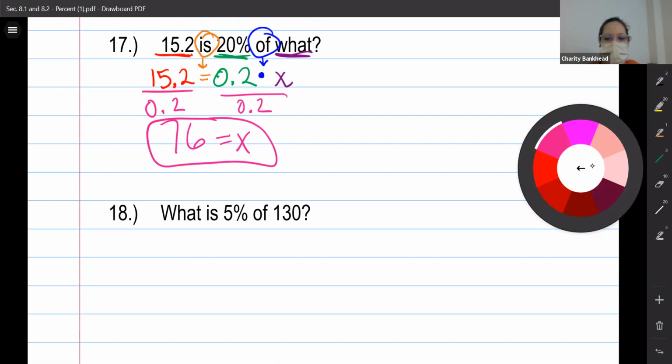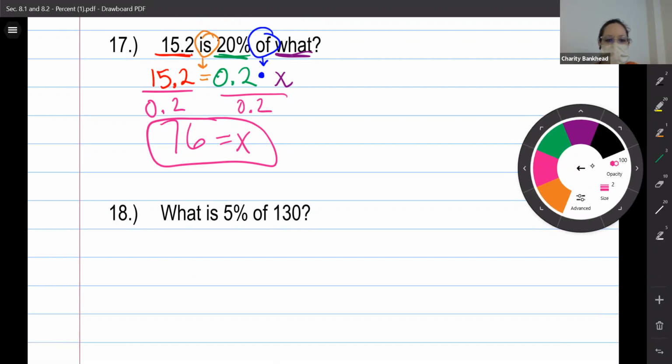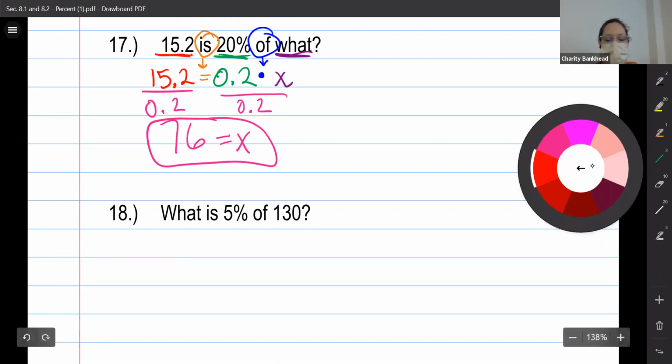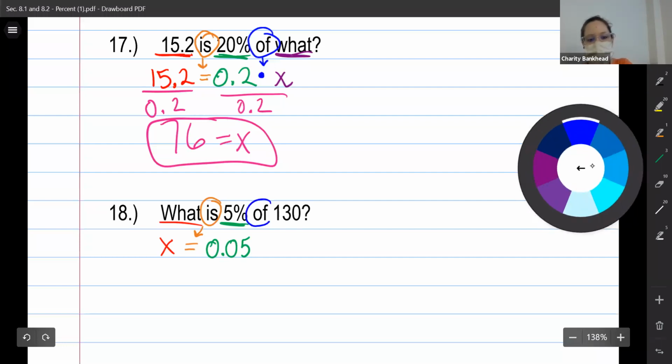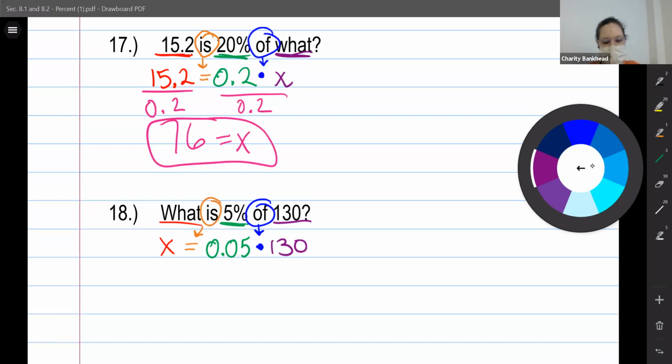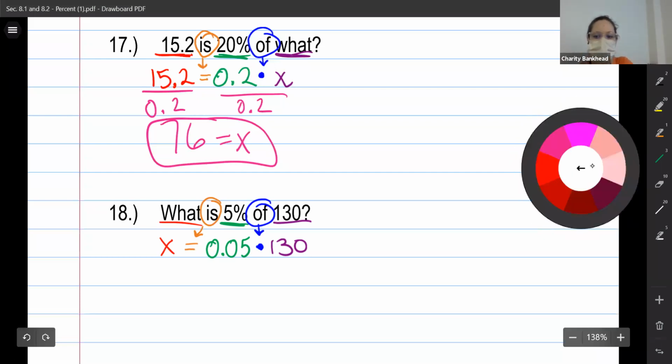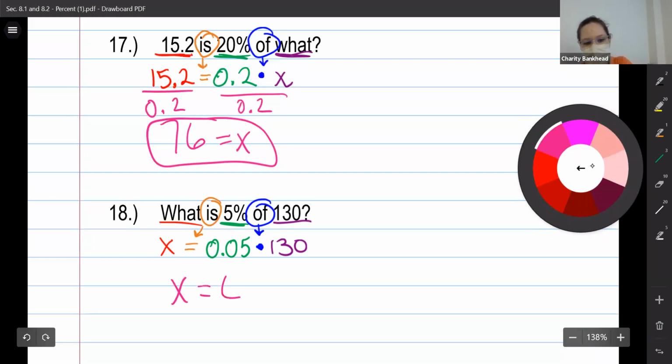Alrighty. So number 18, what is 5% of 130? So what, that will be x, is means equals 5%, so that's 0.05. Of means times 130. So then we just have to multiply 0.05 times 130, and that's 6.5. So x equals 6.5.